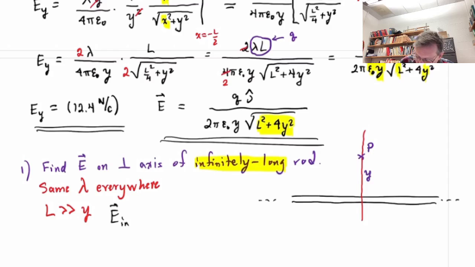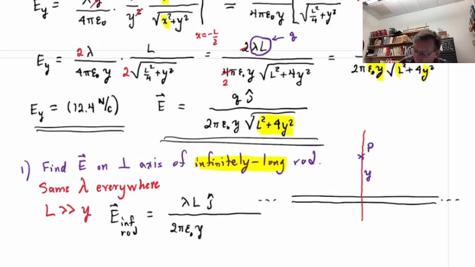E, I'm going to write infinitely long rod, is now Q J hat. Well, I am going to have to go back, I beg your pardon, to one slightly earlier step where I write it as lambda times L. Remember, the Q is that, J hat, over 2 pi epsilon 0 y. Now, for the square root, drop the 4y squared, keep the L squared. So that's all I have inside the square root, L squared. But the square root of L squared is L. So now I just have an L in the denominator. Now you see why I wanted the lambda L in the numerator, because then those L's cancel.